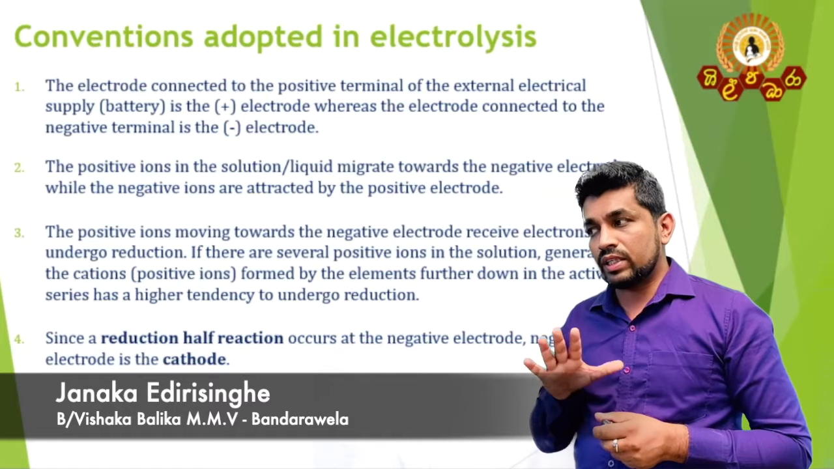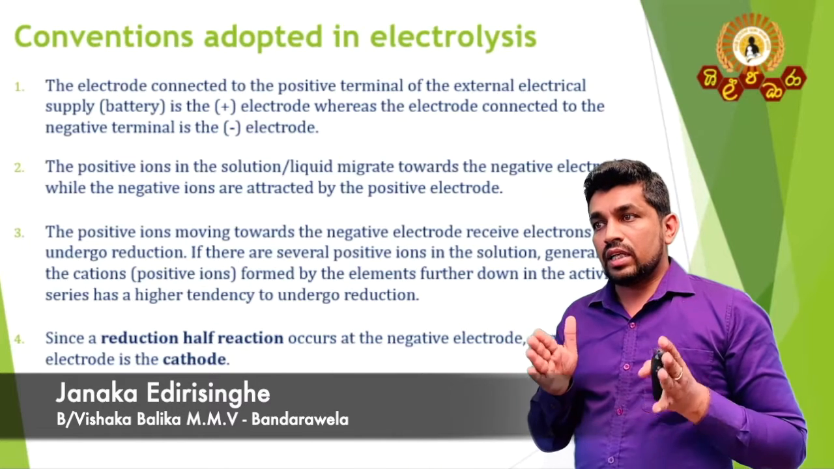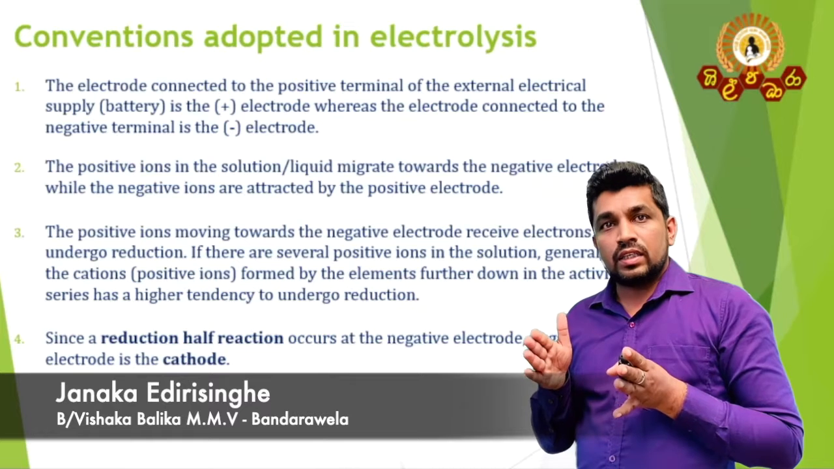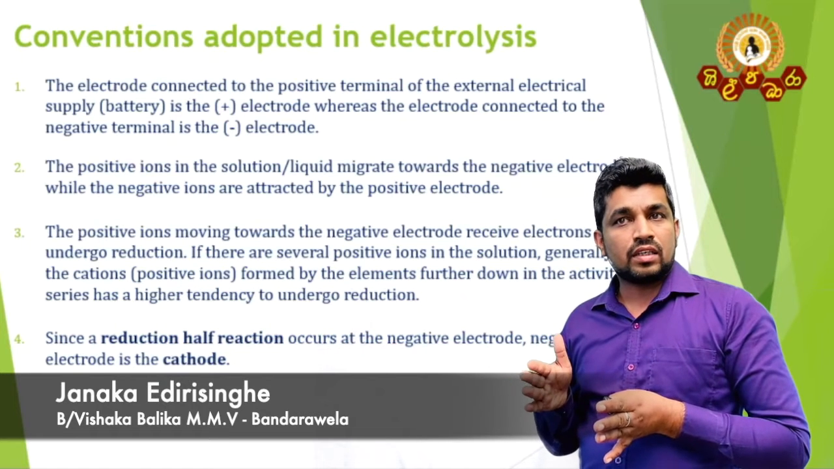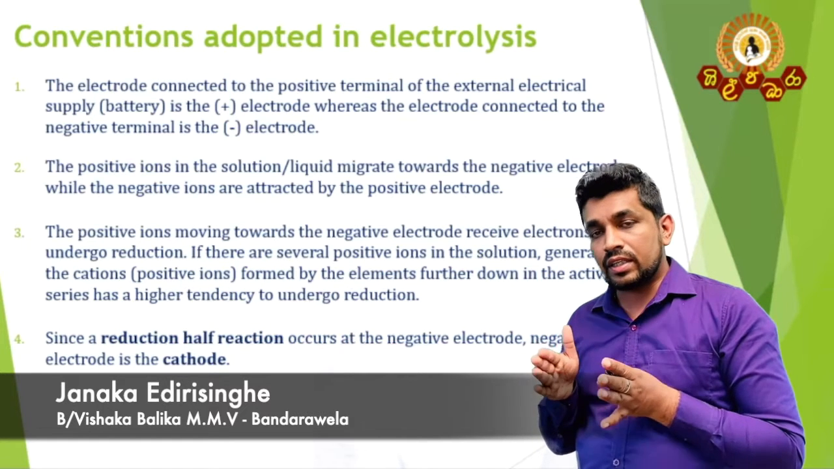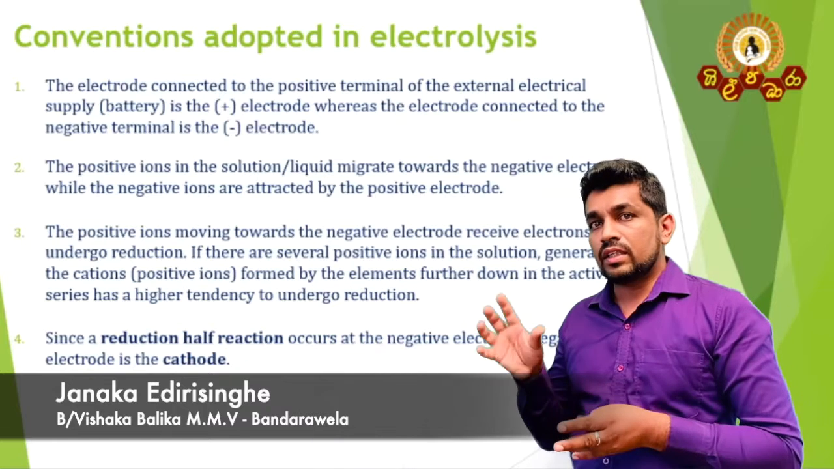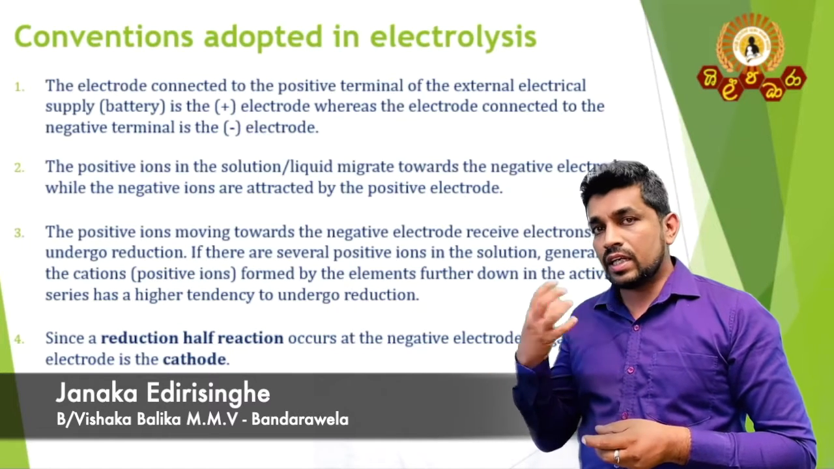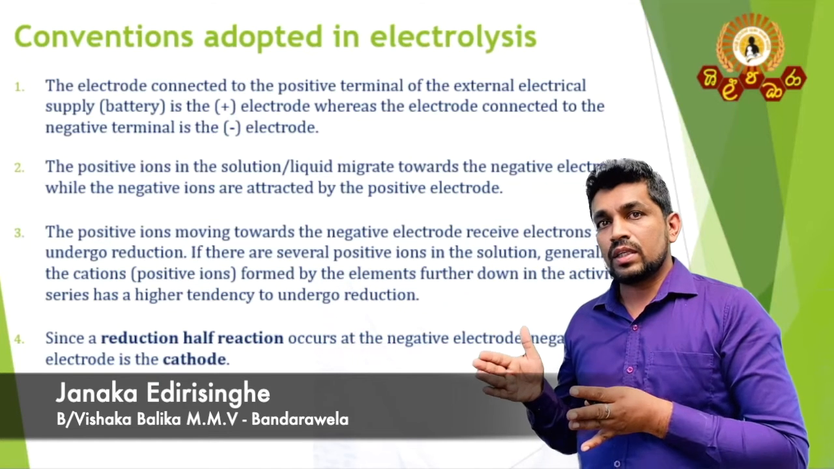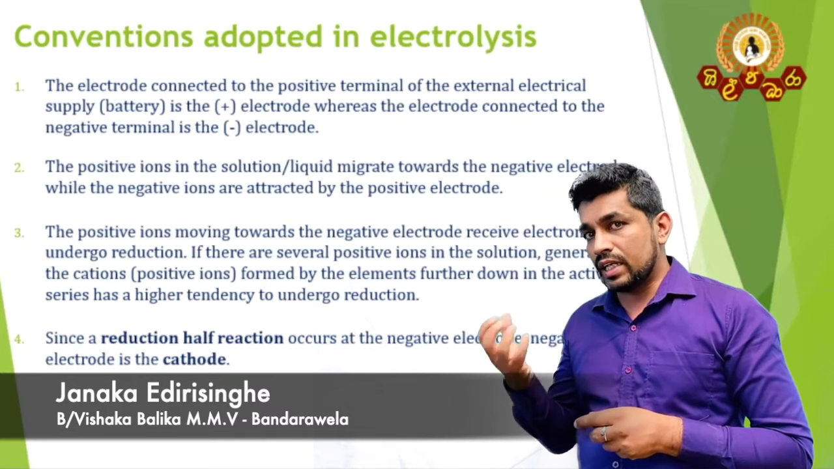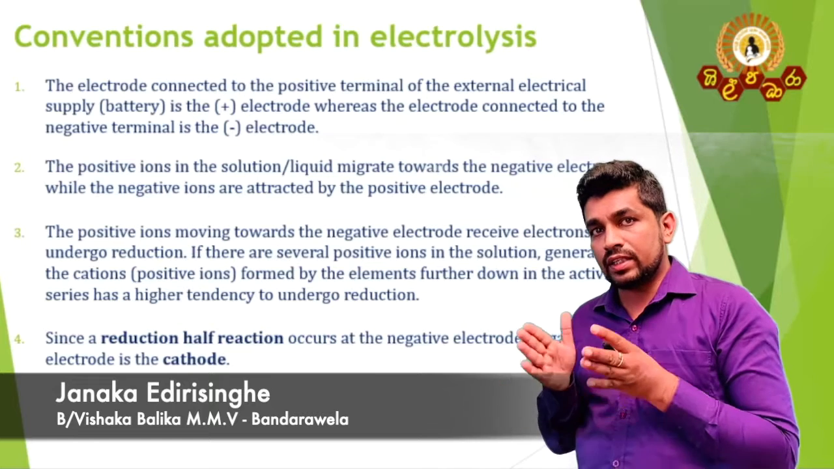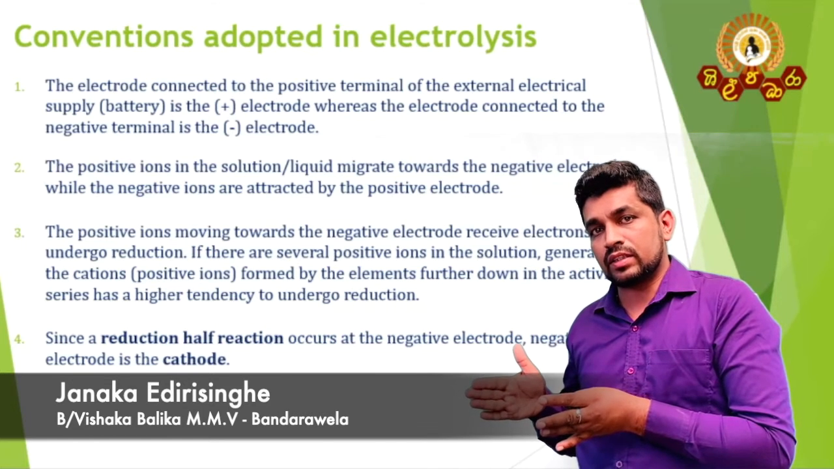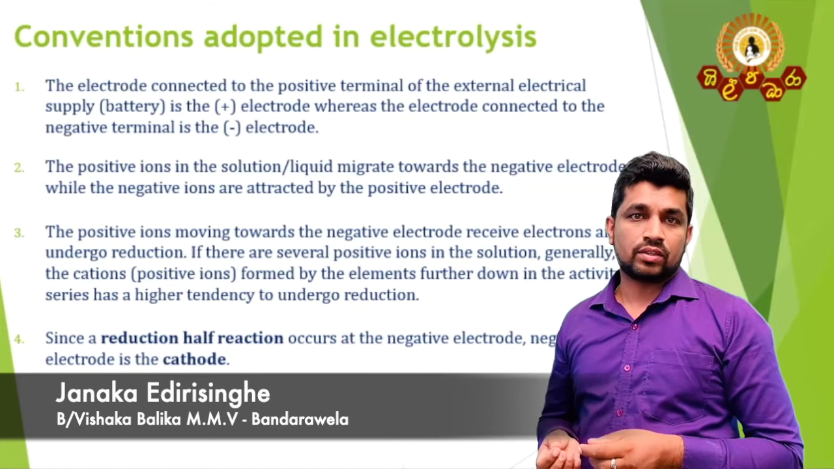We can write this as a half reaction. Due to this reduction half reaction, that terminal is known as the cathode. That means if there is any electrode in a setup where the reduction process, or reduction half reaction, takes place, it is known as the cathode.